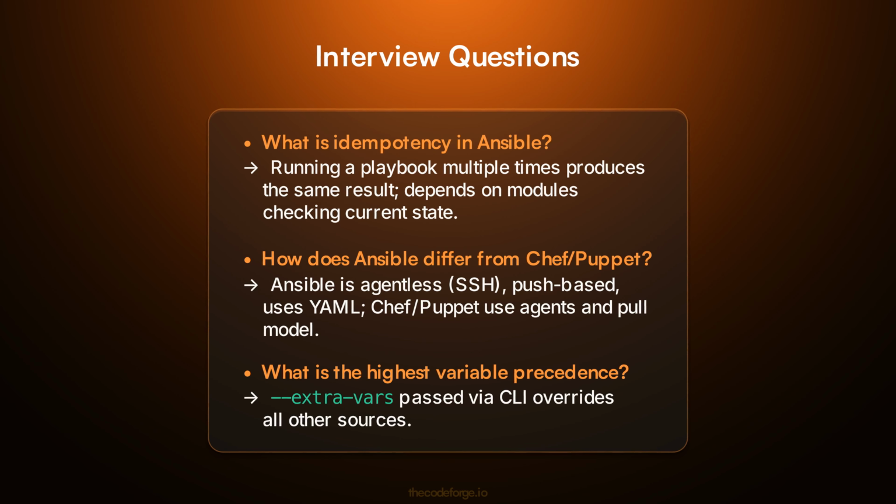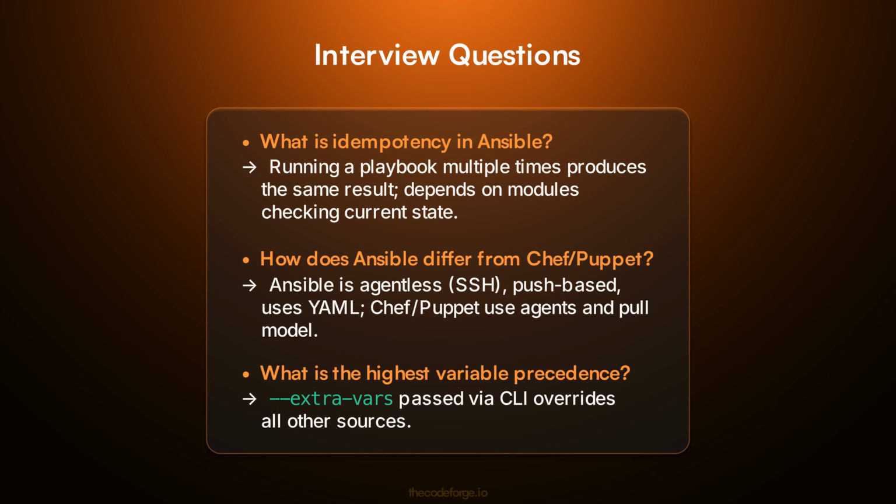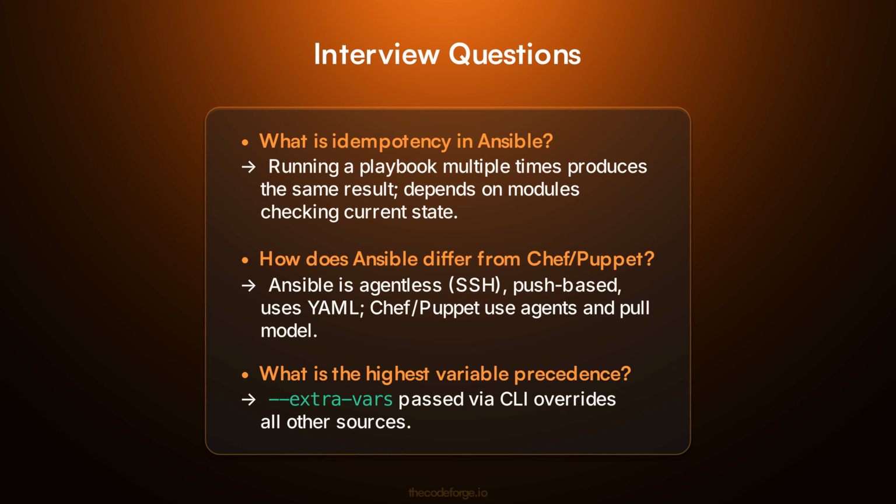Let's run through some common interview questions. What is idempotency in Ansible? Running a playbook multiple times produces the same result; it depends on modules checking current state. How does Ansible differ from Chef and Puppet? Ansible is agentless, SSH push-based, and uses YAML. Chef and Puppet use agents and a pull model. What is the highest variable precedence? Extra vars passed via the CLI override all other sources.